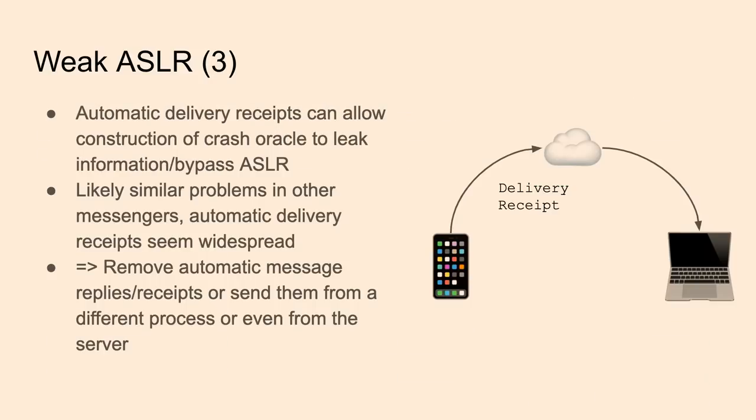The third part here is the delivery receipts, which, interestingly, can give you a one-bit information side channel, and this can be enough to break ASLR. As I've mentioned before, I think a lot of other messengers have this same problem. What might work is to either remove these receipts, sure, or send them from a different process so you can't do this timing thing, or even from the server. If the server sends the delivery receipt, it's a bit of cheating, but at least this attack doesn't work.